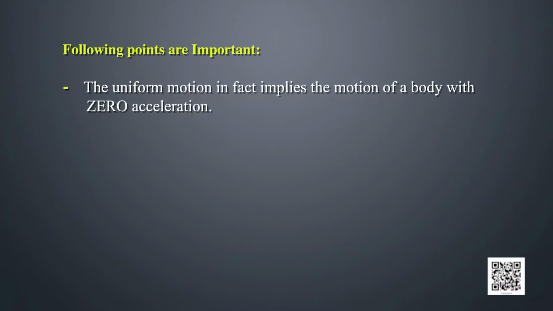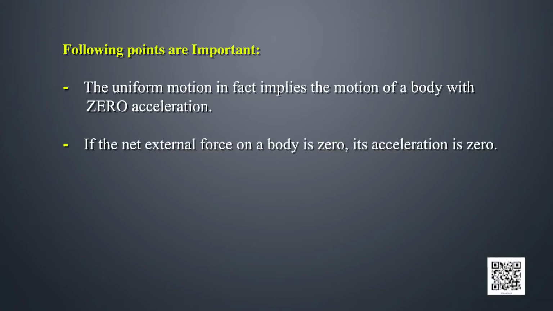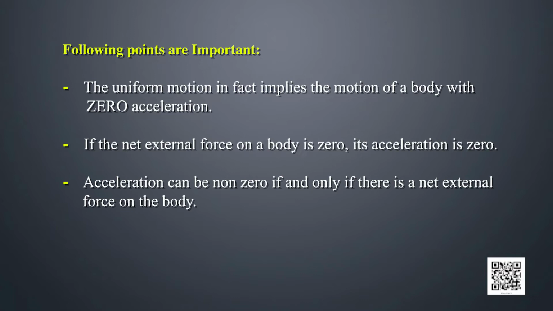The following points are important here. Uniform motion in fact implies the motion of a body with zero acceleration. If the net external force on a body is 0, its acceleration is 0. The acceleration can be non-zero if and only if there is a net external force acting on the body.